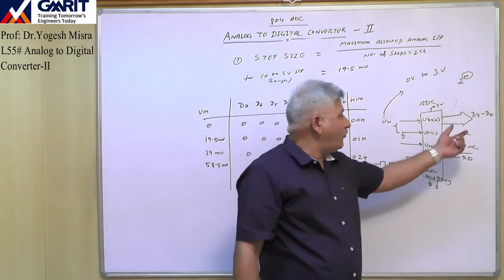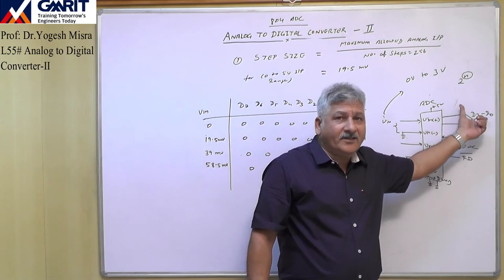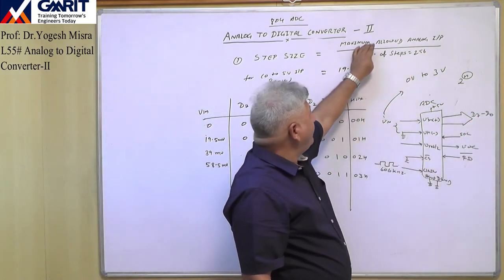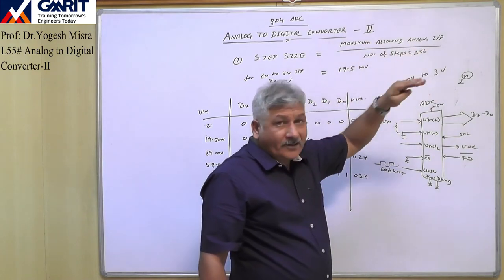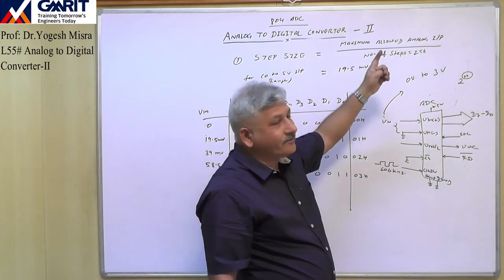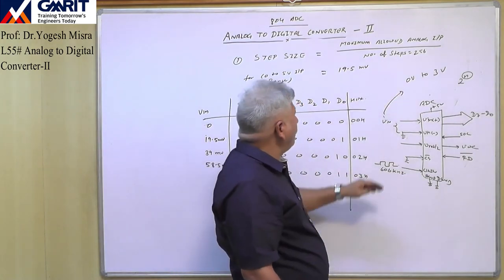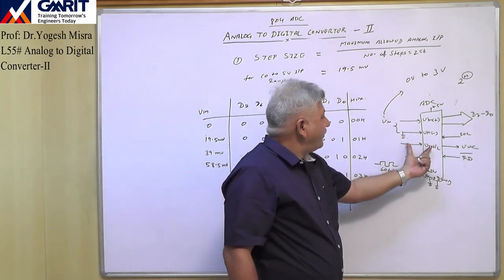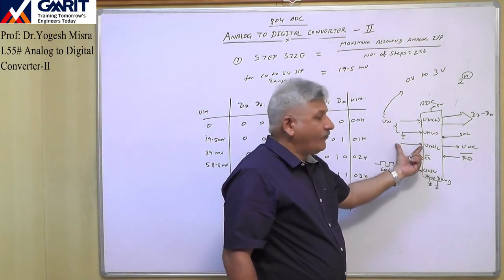So the number of digital output lines is constant. We cannot change this in the IC. So here this is constant. The only thing is the maximum allowed analog input voltage. If we are able to reduce that, then the step size will also reduce. So how to reduce the maximum allowed input voltage range? By connecting a suitable voltage at V reference by 2.